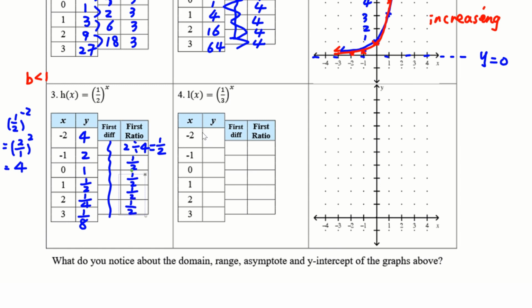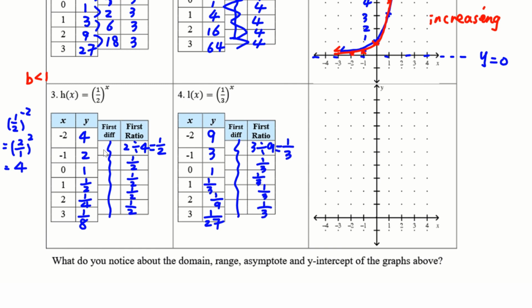And 1 over 3: -2 flip is 9, 3, 1, 1 over 3, 1 over 9, 1 over 27. The first difference is not going to be the same. Do the division, 3 divided by 9, it will be the base 1 over 3. So all the ratios from the division will be the same.